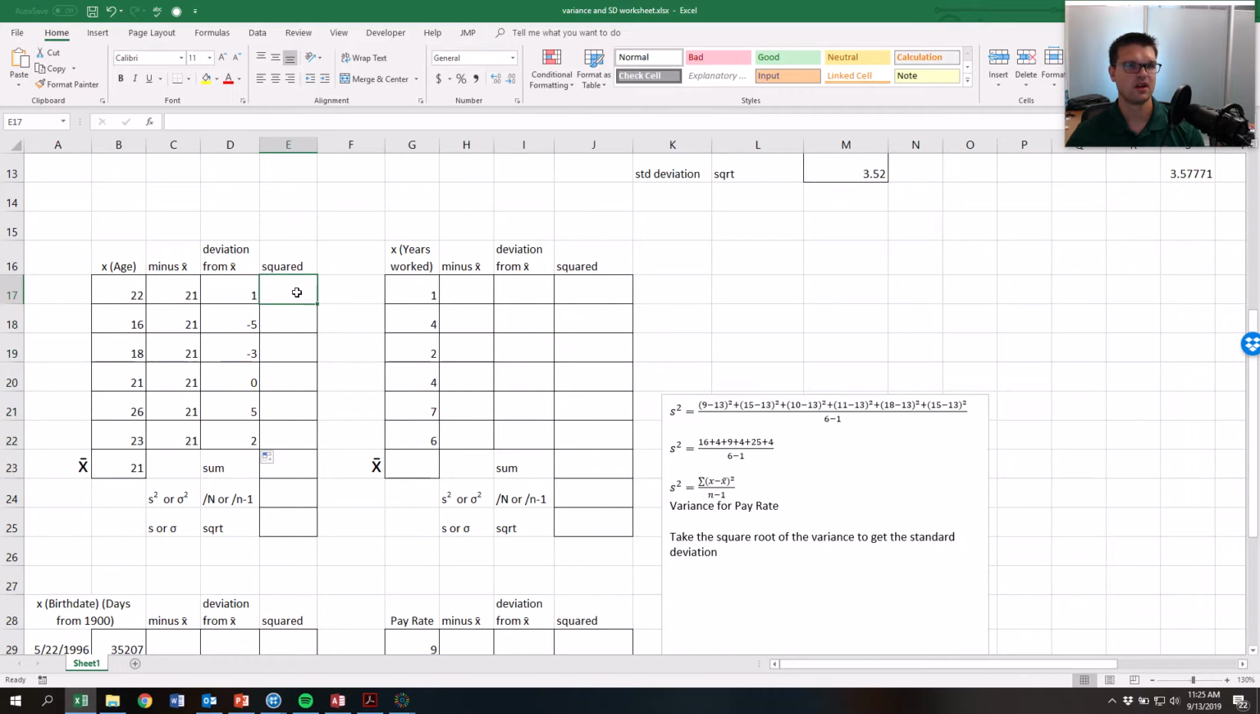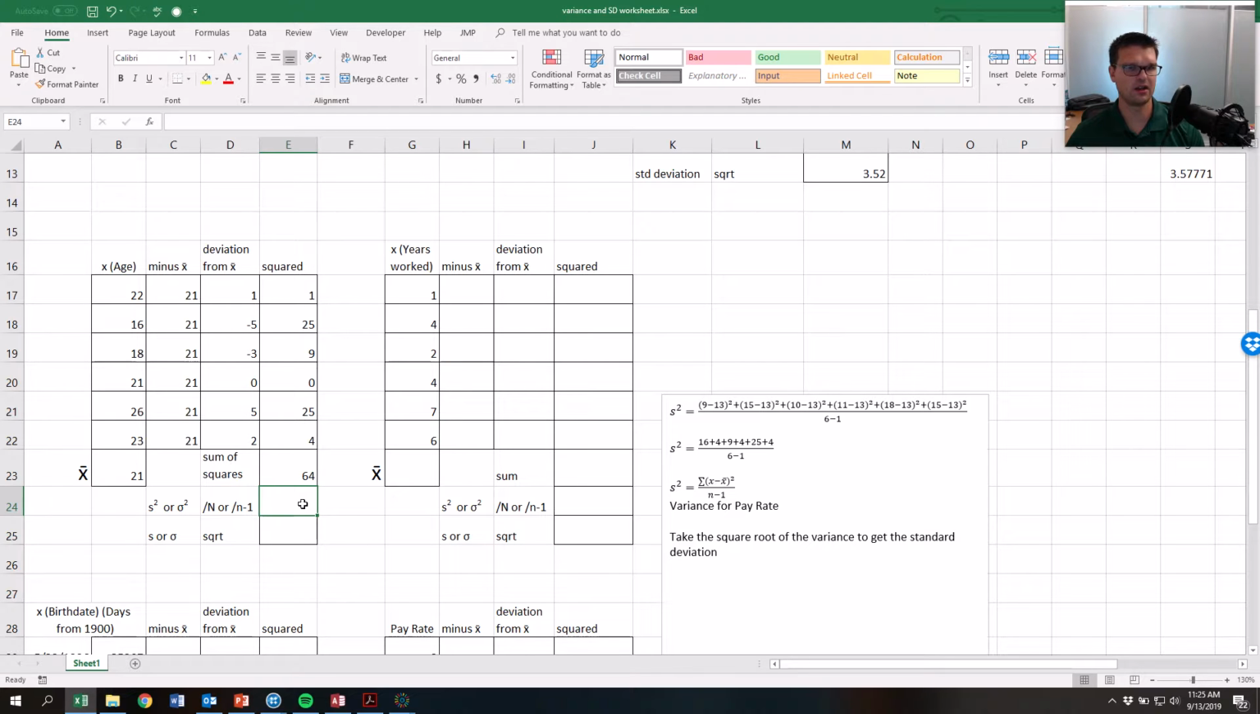Okay. Then we're going to do equals this raised to the second. We're going to bring this down. And then we're going to do equals sum. The definition of what we're calculating right now is the sum of squares, which is 64. Sum of squares.